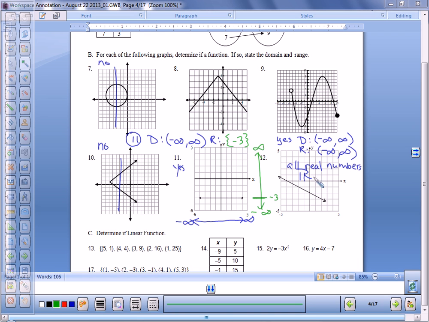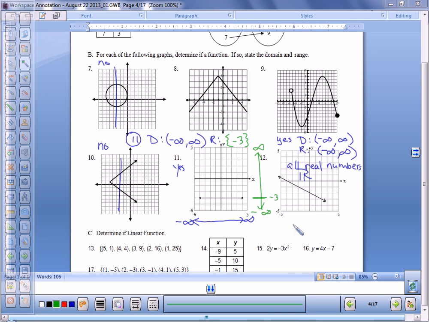Now on this one, it goes left to right forever. It goes up and down forever. So the domain is -infinity to +infinity, and the range is also. Now if we were taking a standardized test, instead of writing it this way, we might write all real numbers. I don't think you'll see the symbol for all reals, but the symbol for all reals is the double R. It's the R with an extra line on it.